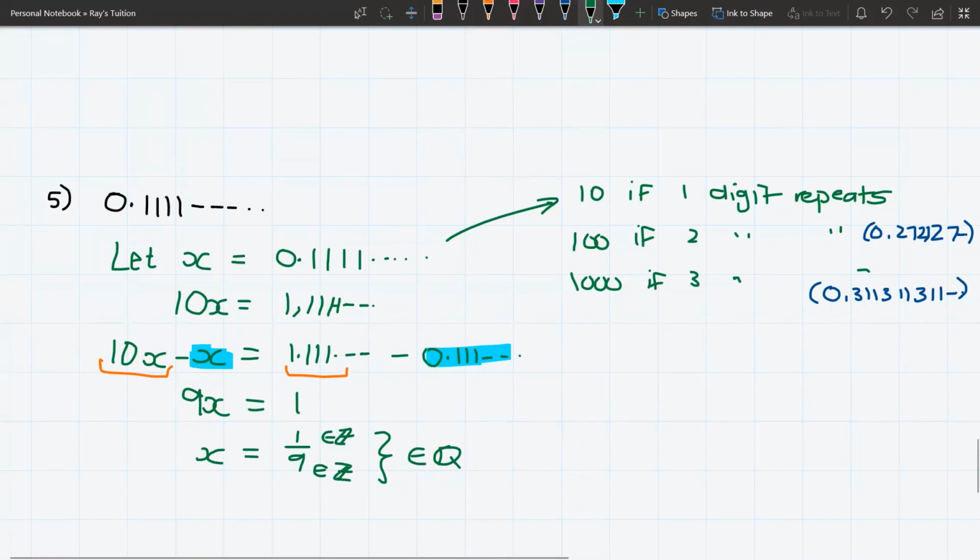Please watch this video again if this was not so clear the first time, and make sure that you understand it, because it's an important skill to show if something is rational by writing it as an integer over an integer.